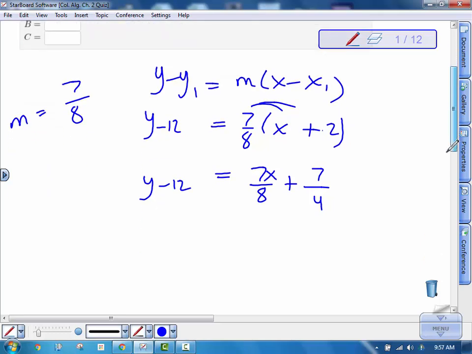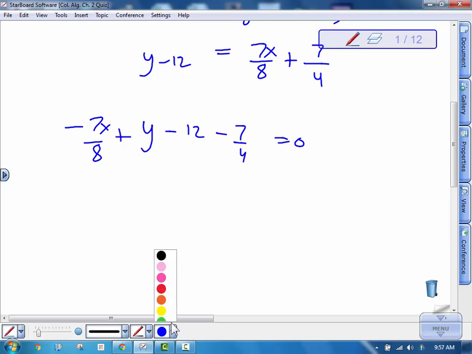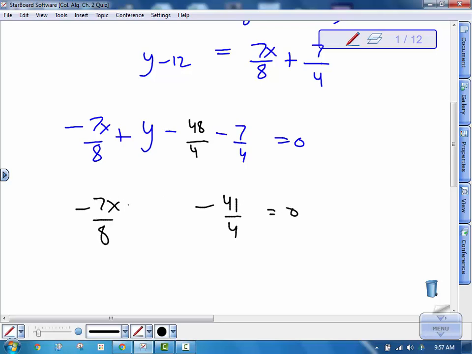And then, let's see. So I'm going to get everything on the left side now to get it in that form. So it's negative 7x over 8 plus y minus 12 minus 7 over 4 equals 0. Now, I'm going to multiply the top and the bottom of this one by 4 to get a common denominator. So this would be 48 over 4. When you subtract 7, you get 41 over 4.